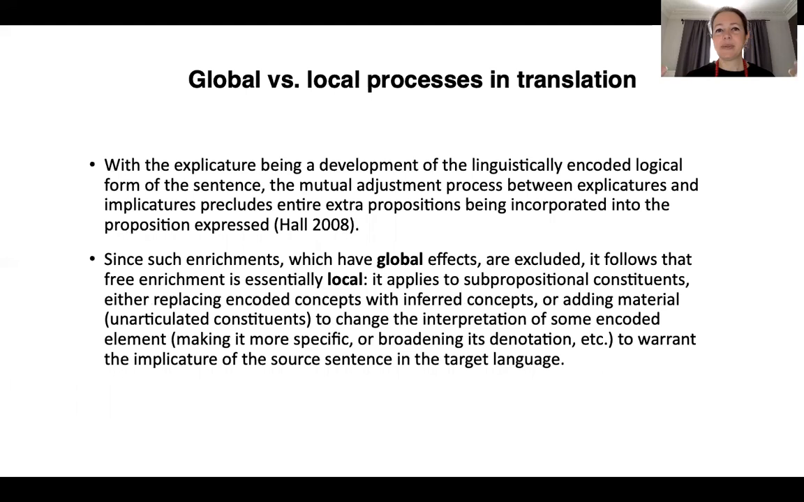So there are differences between global and local processes going on in translation, and that's what translation as a test can reveal. With the explicature-based development of the linguistically encoded logical form of the sentence, the mutual adjustment process between explicature and implicature precludes an entire extra proposition being incorporated into the proposition expressed in order to have the pertinent, the relevant implicature warranted. Since such enrichments which have global effect are excluded, it follows that free enrichment is essentially local.